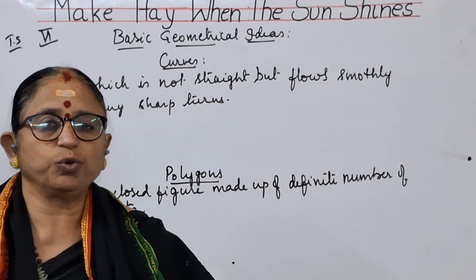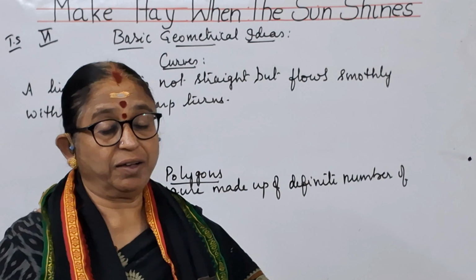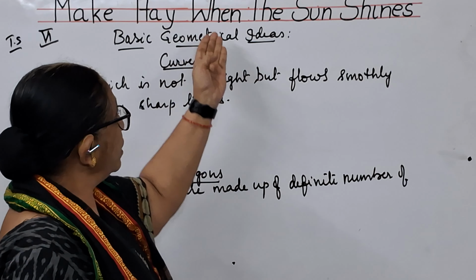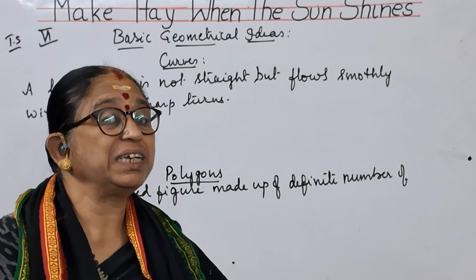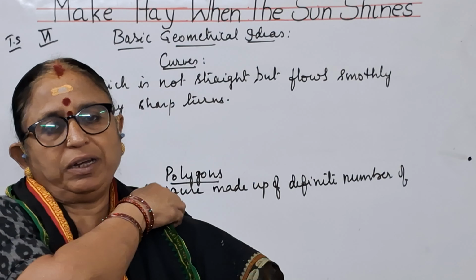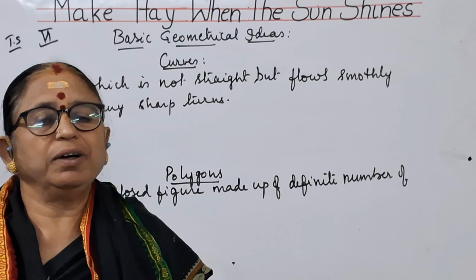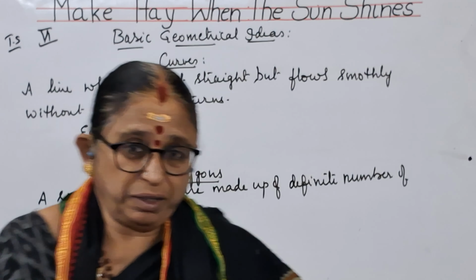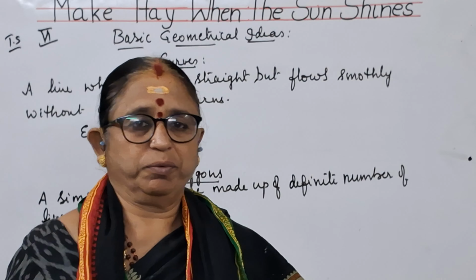So before going to that, let us have a small discussion about the proverb. The proverb is make hay when the sun shines. Actually, it is a proverb that mostly deals with the farmer. The meaning is the farmer's job.